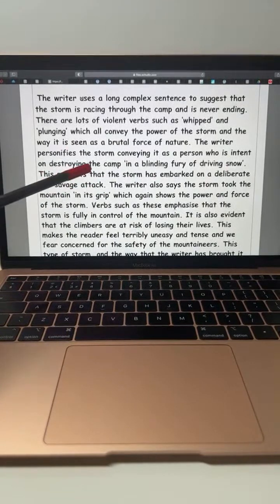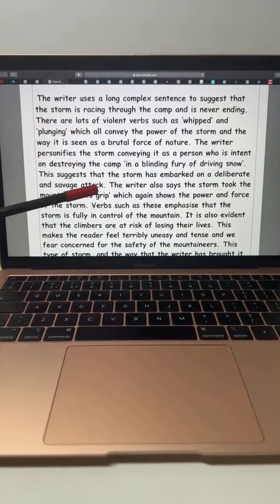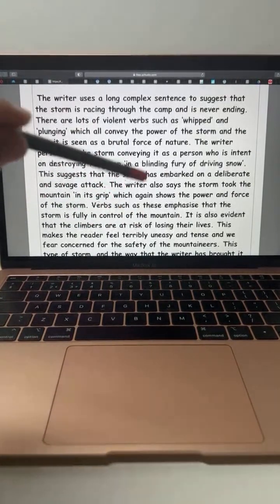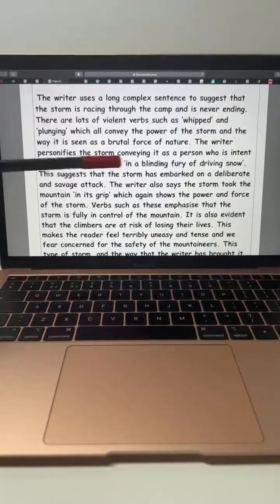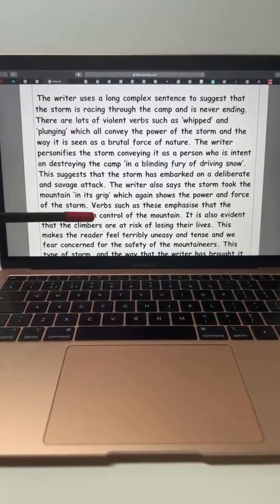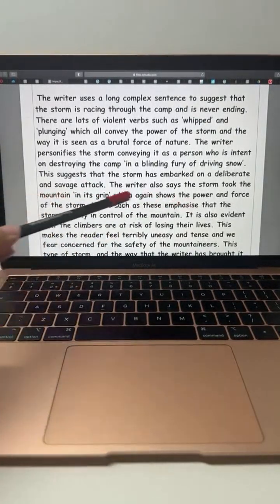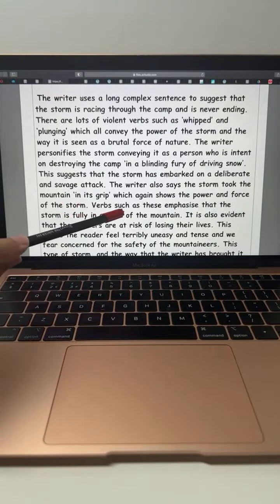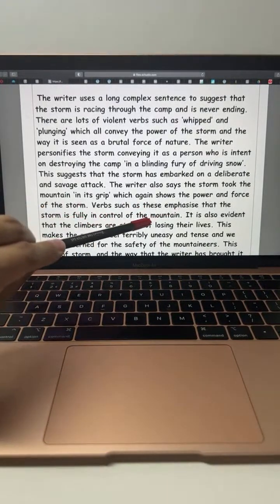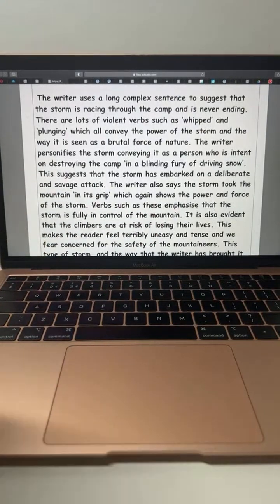So remember, perceptive analysis. Look, you read between the lines and zoom in further detail. It's as if the storm is this vicious predator. How many times have we seen within the insert this predator-prey relationship, especially with the weather? The writer also says the storm took the mountain in its grip, which again shows the power and force of the storm. Verbs such as these emphasize that the storm is fully in control of the mountain. So remember, that's exploring the effect, okay?